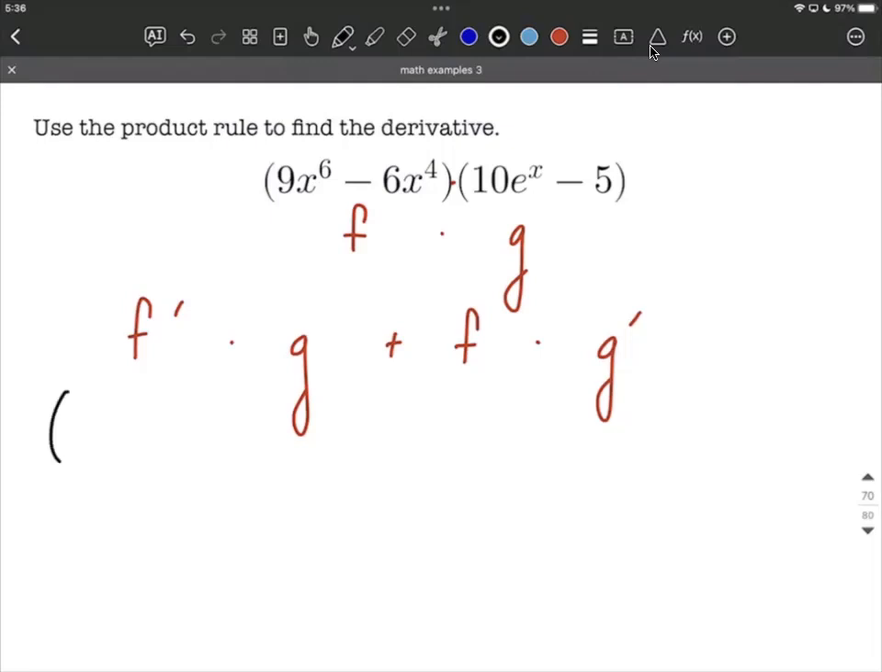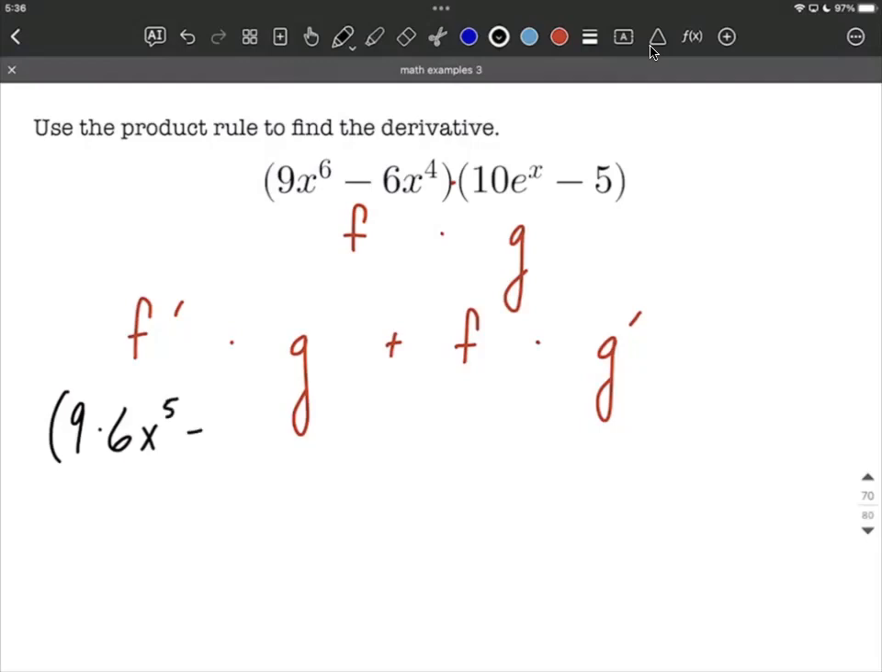To calculate this, I'm going to go ahead and bring the 9 along. Then we're going to use the power rule for the x to the 6th power. The exponent comes down in front, becomes a multiple. Then we reduce the exponent by 1. So 6 minus 1 makes 5 for our new exponent.